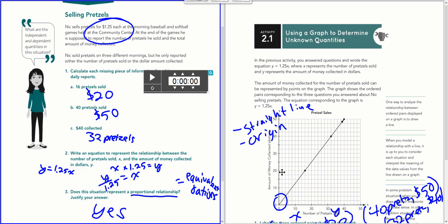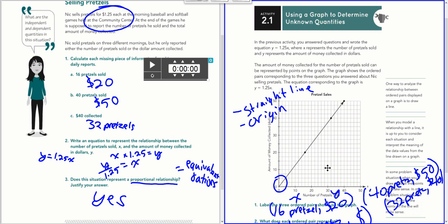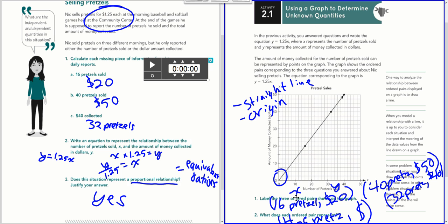Then they asked us to label 3 ordered pairs. So the way we're going to do this is we're going to figure out our x value first. So look at what the x-axis is being labeled. In this case, it's number of pretzels. So I want to answer how many pretzels there are. For example, there was 16 pretzels. And then how much money did they make by selling 16 pretzels? Well, the answer is $20.